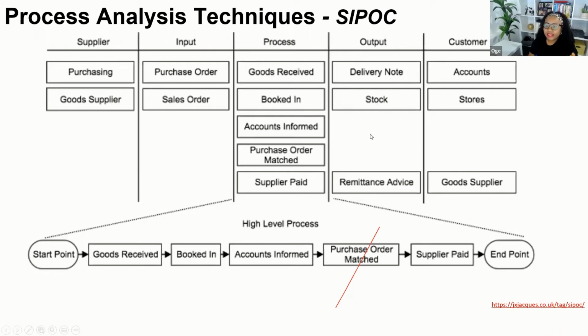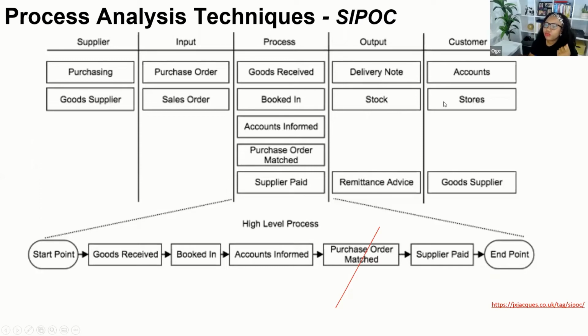For the guys in the finance department, there's a remittance advice. Because you've done your three-way matching, your supplier is good to go, you pay him and issue him a remittance advice. And at the end of the day, we are also trying to match our output to the receivers, the customers or the stakeholders. So the delivery notes will go to the accounts department because they need it for their three-way matching.